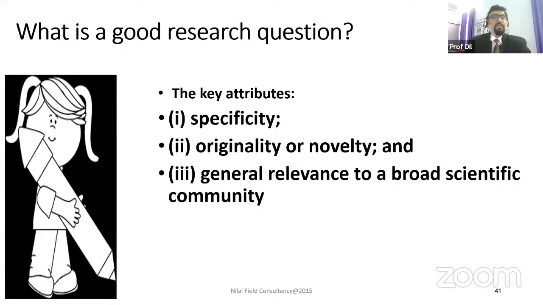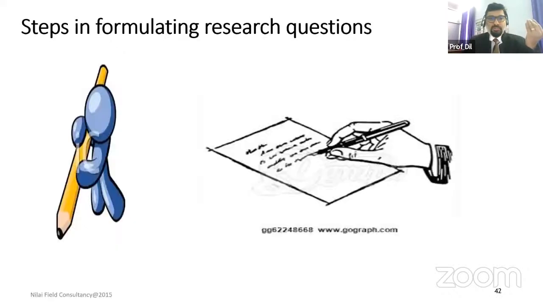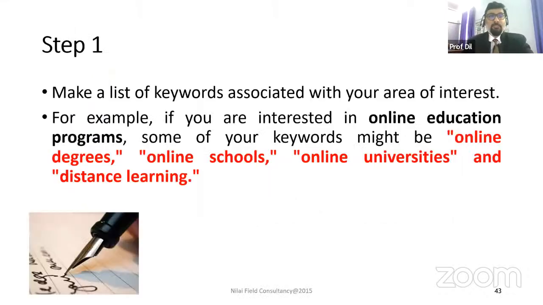The most important aspect is that you need to stimulate the readers to think and download your paper. So what are the steps you can follow to formulate research questions? First, make a list of keywords associated with your area of interest. This is the first task of writing. For example, if you're interested in online education programs, some of your keywords might be online degrees, online schools, online universities, distance education. All these keywords are the major task waiting for you.